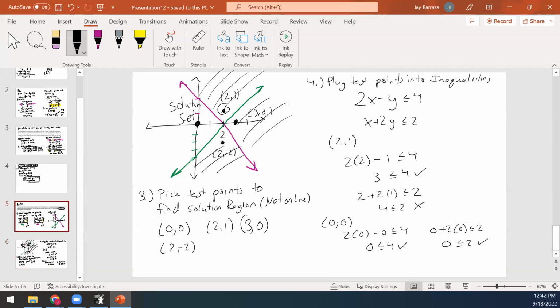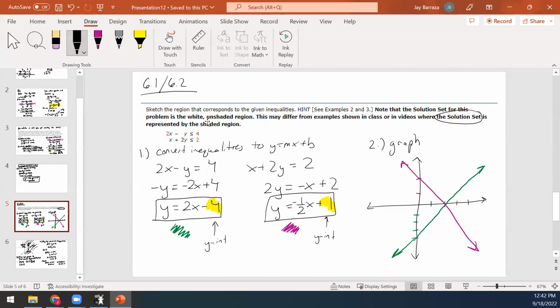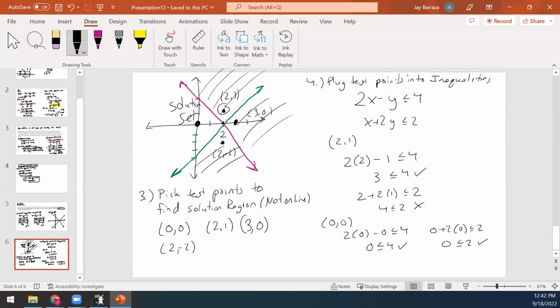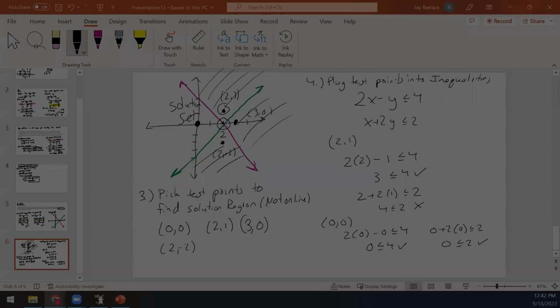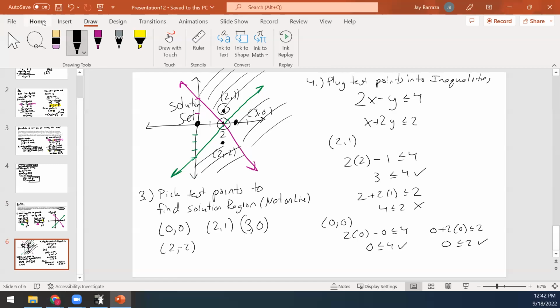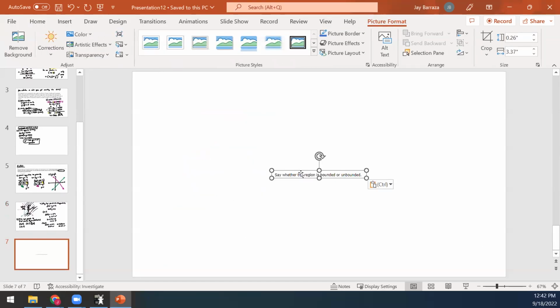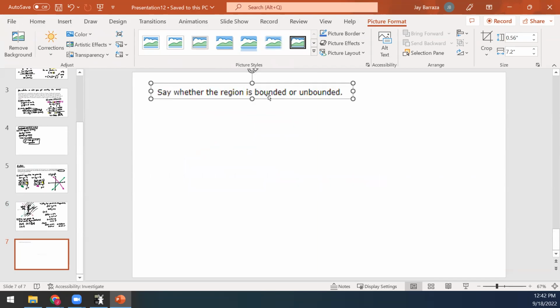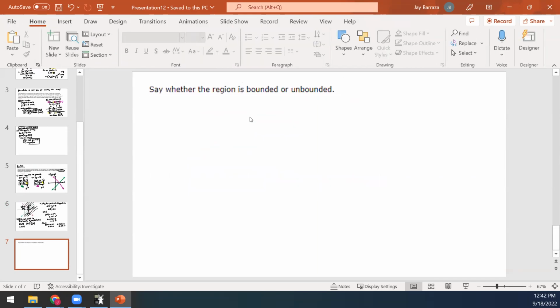Now, this question also says find the corner point. There is one corner point, and that would be this intersection, right? Or find the intersection is another way I could ask that problem. Now here is a follow-up question: is the region bounded or unbounded? Basically, are there lines all around or does it go to the infinities? So this is an unbounded region, because all the spaces go to infinity.